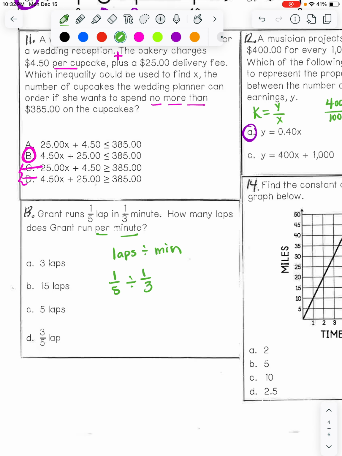Again, you're more than welcome to use a calculator on this portion. I'm going to choose not to because I don't want to have to switch screens. It's just keep, change, flip, guys. This is super easy. That's going to give me 3/5. That means he can run 3/5 of a lap in 1 minute. That is a D answer to that one.